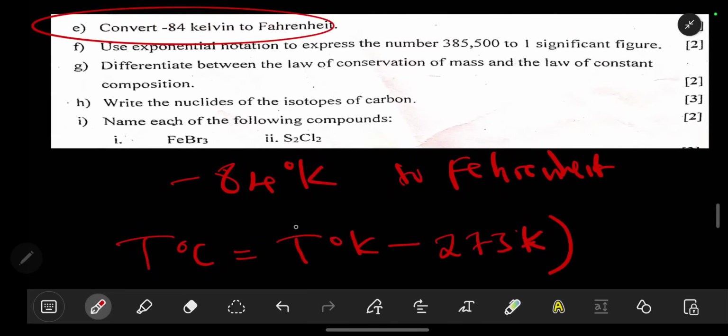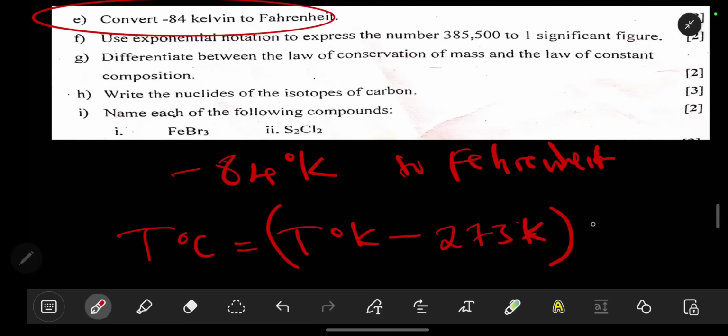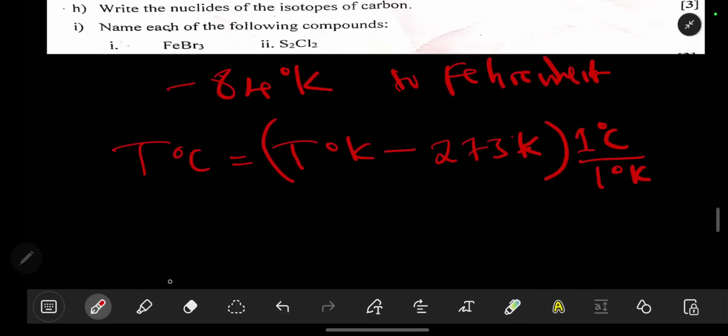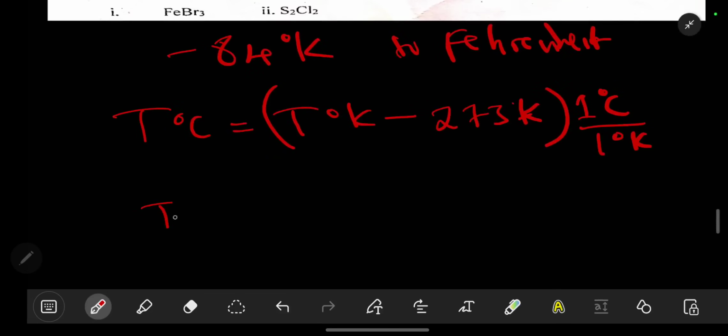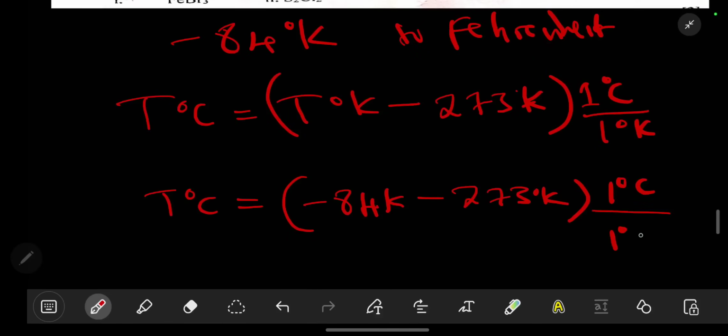so what you are going to do here, depending on how strict your lecturer is, you can just attach this. On top we are going to have 1 degree Celsius over 1 kelvin, so that this kelvin and this kelvin can cancel. So the temperature in degrees Celsius is equal to negative 84 kelvins minus 273 kelvins, then times 1 degree Celsius over 1 kelvin.